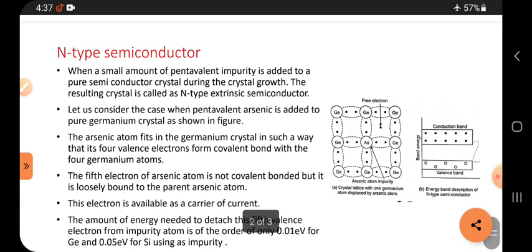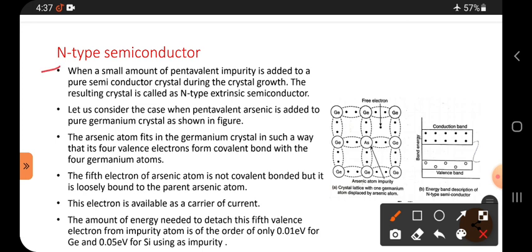So today's topic is N-type semiconductor. See here, when a small amount of pentavalent impurity is added to a pure semiconductor crystal during the crystal growth, the resulting crystal is called an N-type extrinsic semiconductor. We can say it is an N-type extrinsic semiconductor or simply an N-type semiconductor.